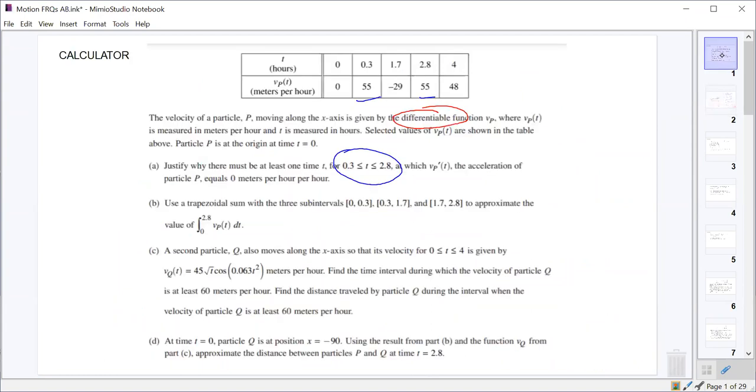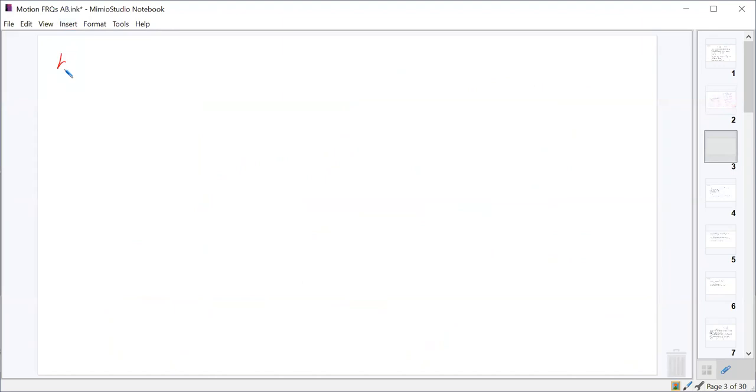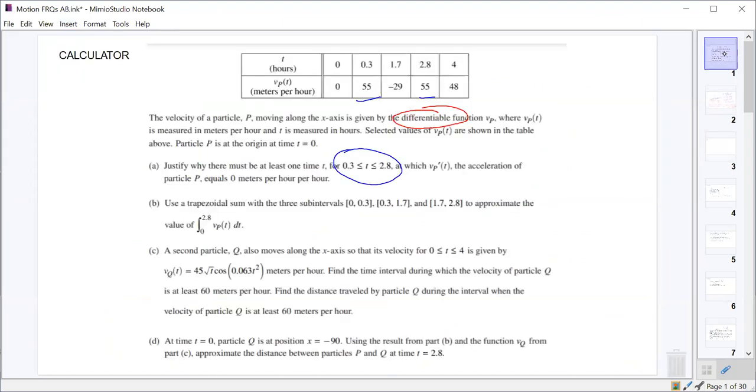Any other questions there on part A? All right. Part B should have been pretty easy. It says use a trapezoidal sum to approximate the value of the integral from 0 to 2.8 of b sub p. So if we want to use a trapezoidal sum, there's 2 things you can do.